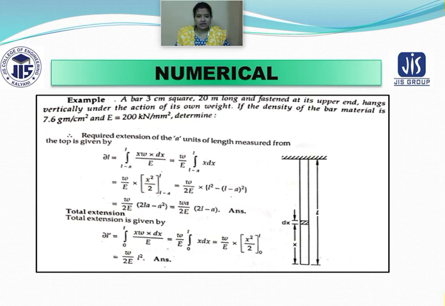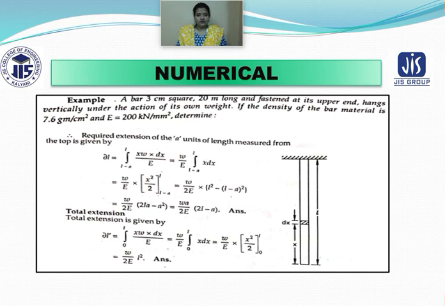If you have a look at the total extension, the total extension is given by del L dash, and you can see for this entire bar the concept is the same, that is you have to consider a length from 0 to your upper limit L, that is the total distance.